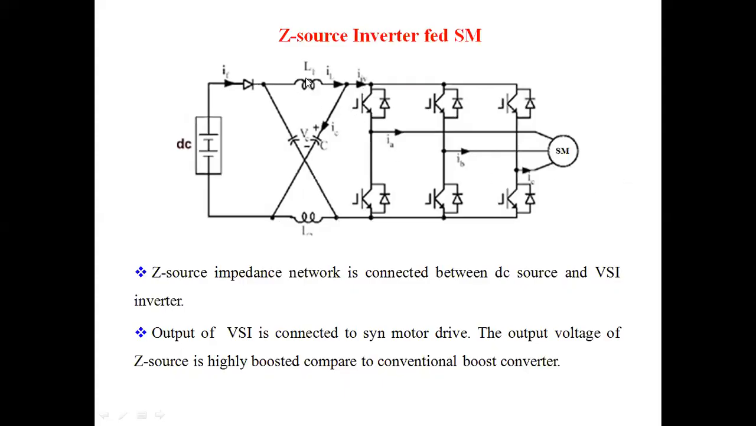The two inductors and two capacitors are connected in an X shape. This network is called the Z-source network, and one more diode is placed here. When the shoot-through mode is operating, this diode becomes reverse biased. When the inverter is operating in non-shoot-through mode, this diode is in forward bias condition.